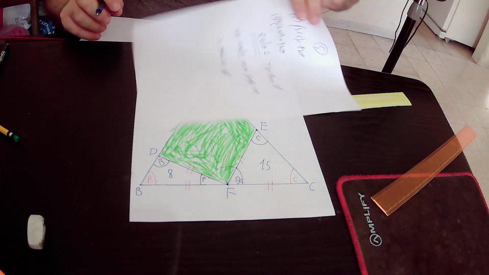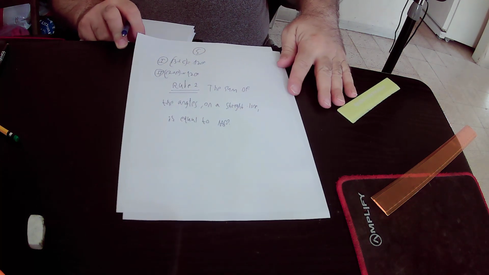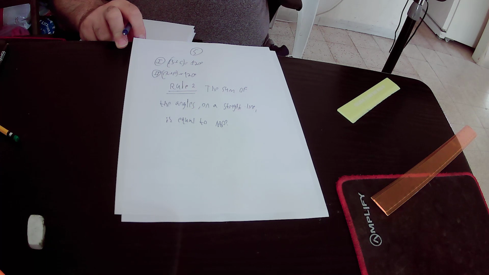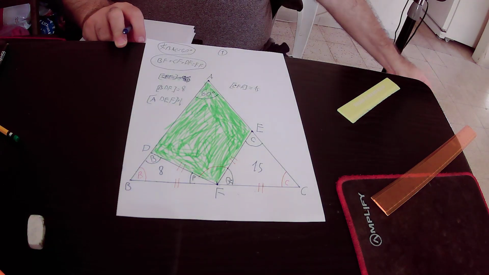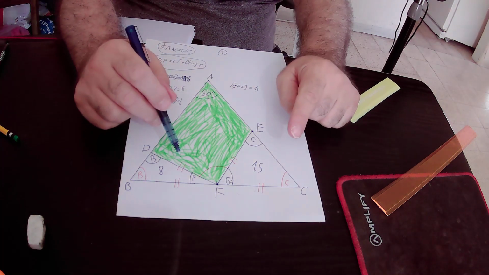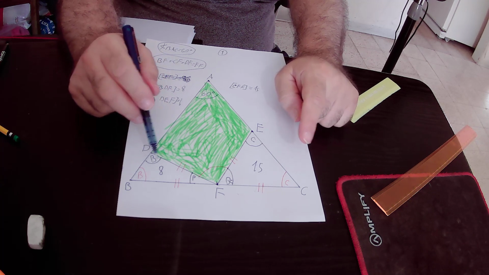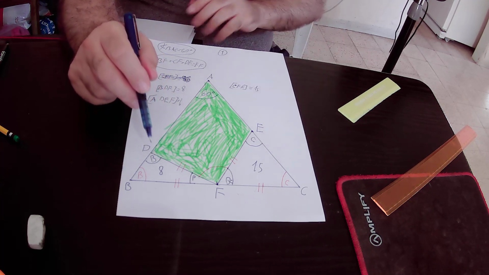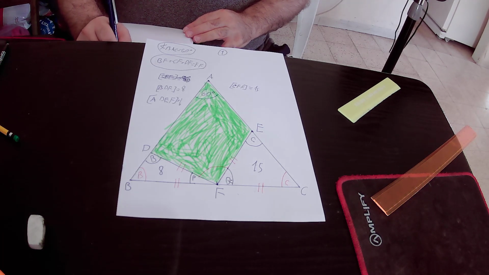So I will read rule number 2 again. Rule number 2 states that the sum of the angles on a straight line is equal to 180 degrees. Okay? So actually BC is one of the triangle ABC's sides. Therefore BC is a straight line. Okay, BC is a straight line.